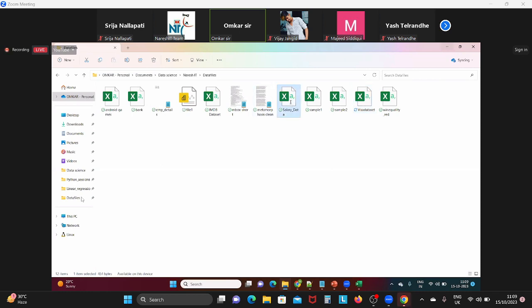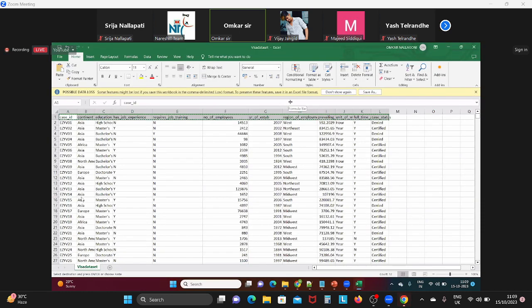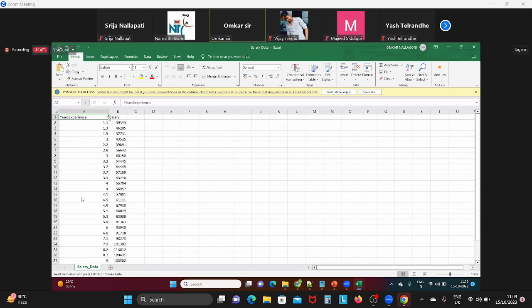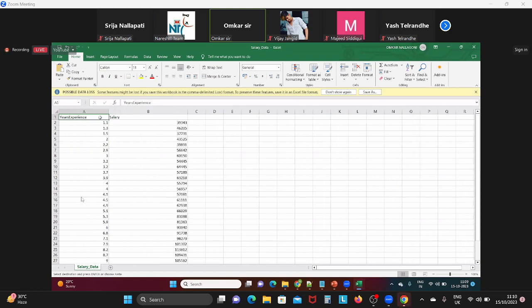Suppose a salary data set is there. Now tell me, based on the years of experience, I want to find what the salary is. That is the data set understanding. In this, what is the output column? Debash is correct. Santosh is correct. Srinivas is correct. Very good. Salary is the output column.